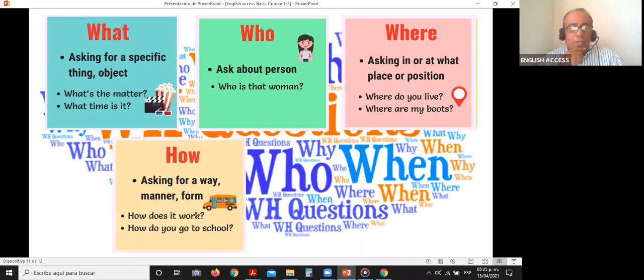This is a very important question. How has many combinations. How? Ask about a way, a manner, form, or characteristics of things or maybe people. For example, how does it work? How does a computer work? I don't know, I just turn it on. How does the fan work? Well, you turn it on and it spins.